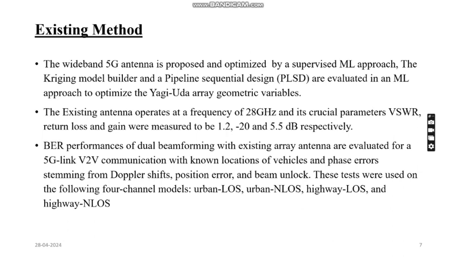The performance of dual beamforming with the array antenna is evaluated in a 5G link for V2V communications, and it is also known for locating vehicles. The model is developed with Doppler shifters to check the beam, and for testing, four channels were used: urban LOS, urban NLOS, and highway LOS and NLOS. It is mostly used for multi-range communication, long range and V2V. The proposed system is used to optimize and increase the gain.